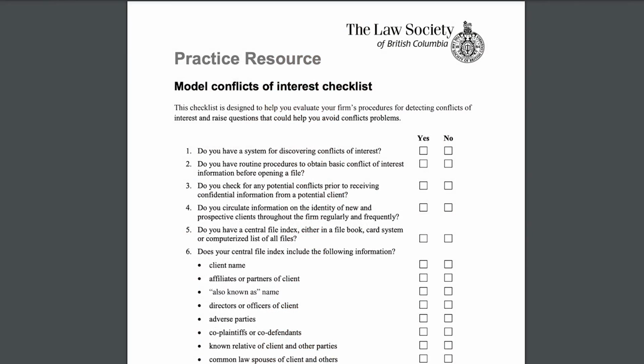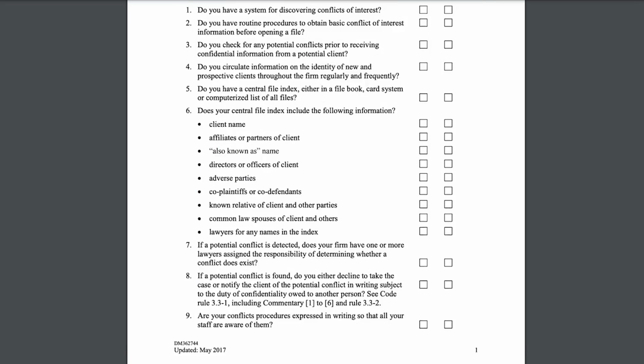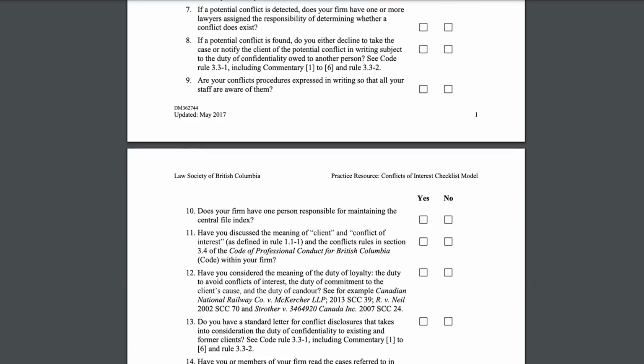If you're going to act for more than one person, follow the joint retainer requirements of the Code, which require that you advise them of specific matters, and if all the parties are then content for you to act, obtain all of their consents. You should also review the Law Society's Model Conflict of Interest checklist.